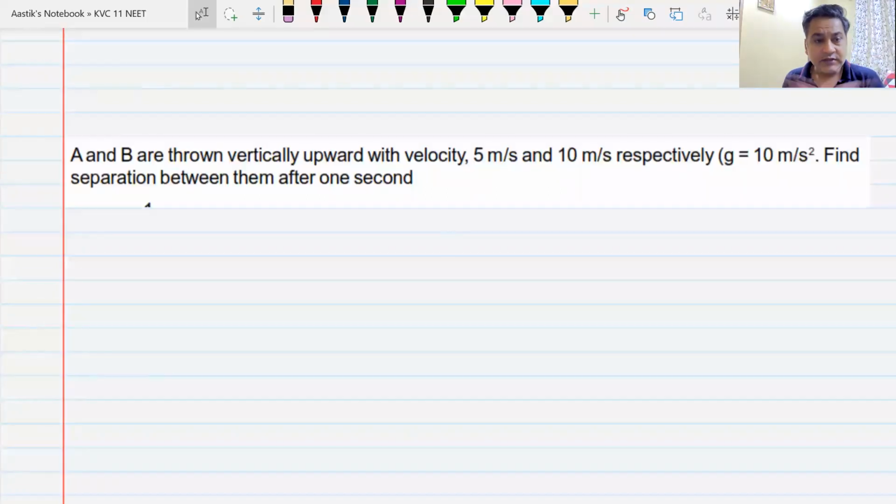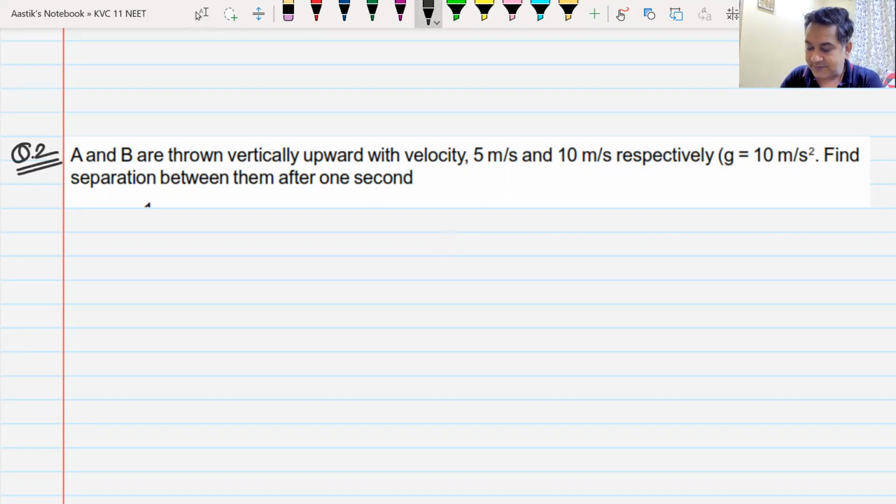Okay. This is the next question. A and B, two balls are thrown vertically up. One is having velocity 5 meter per second. The second one is having velocity 10 meter per second. g is 10 meter per second square. What is the separation between them after one second?